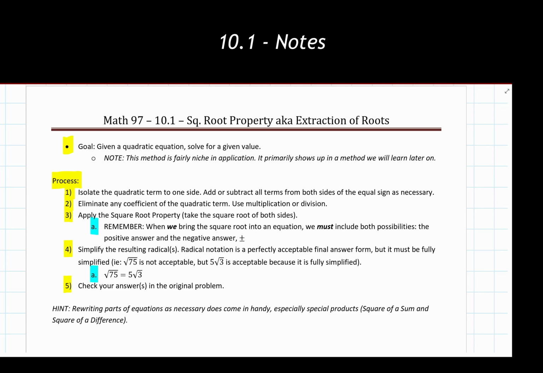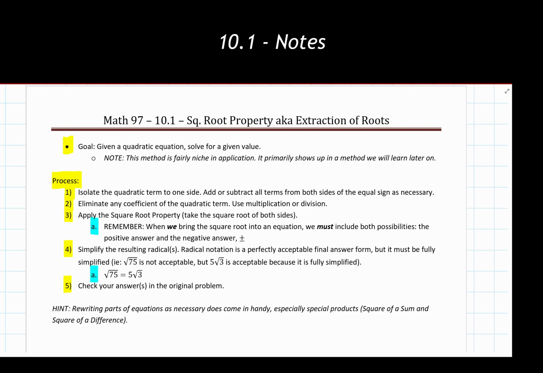Once we have that x squared or n squared or whatever it is, all by itself, we are then going to apply the square root property, which is really just a fancy way of saying that we are going to take the square root of both sides of this equation. That's going to get rid of the x raised to the second power. We're going to have just an x or an n or a z, or we're just going to have that variable left over on that one side.